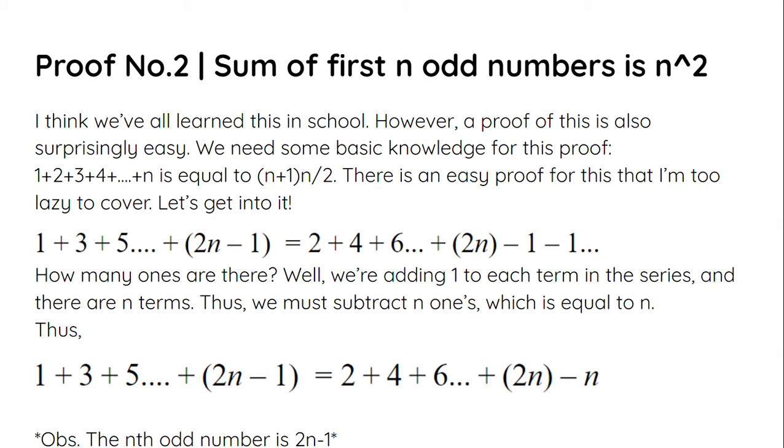So we have all of these minus 1, minus 1, minus 1s. And how many minus 1s are there? Well, there's n terms. I designed it that way. And we're adding 1 to each of the terms in the series. So 1 plus 1 is equal to 2, 3 plus 1 is equal to 4, and so on. And since there's n terms, we subtract n times 1 once, which is just equal to n. So therefore, 1 plus 3 plus 5 all the way to plus 2n minus 1 is equal to 2 plus 4 plus 6 plus 2n minus n.